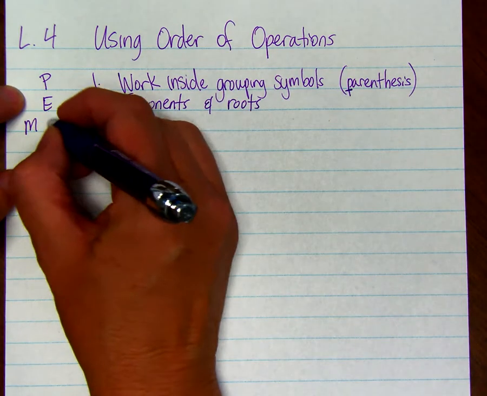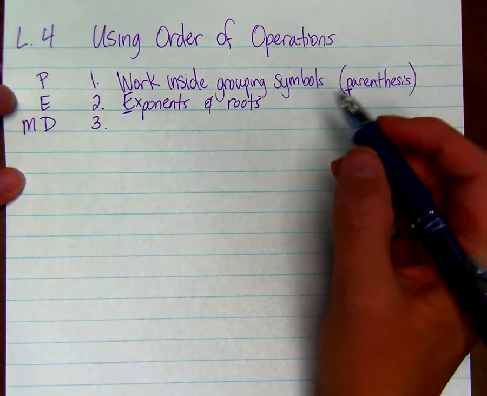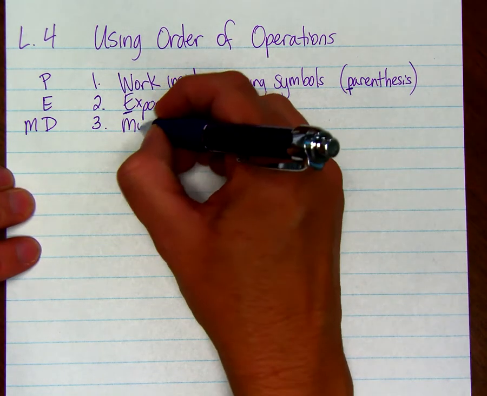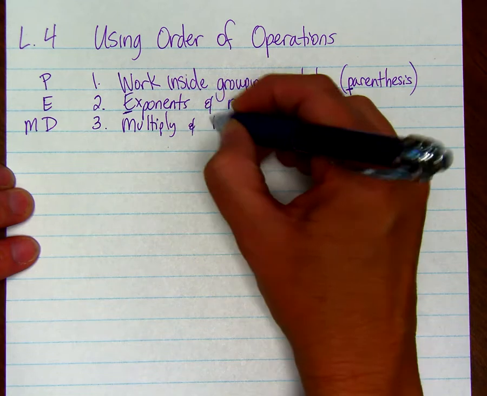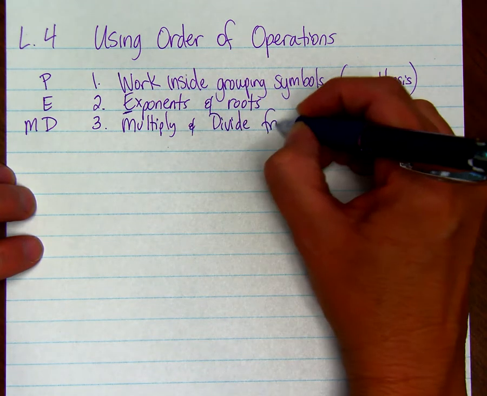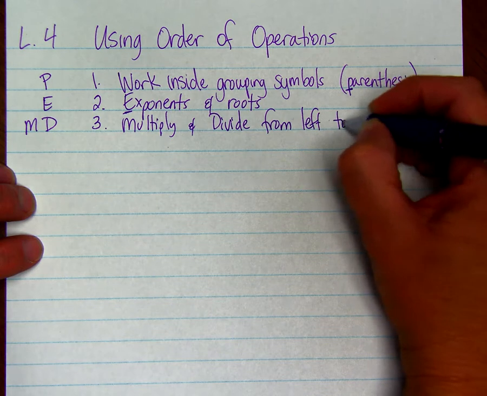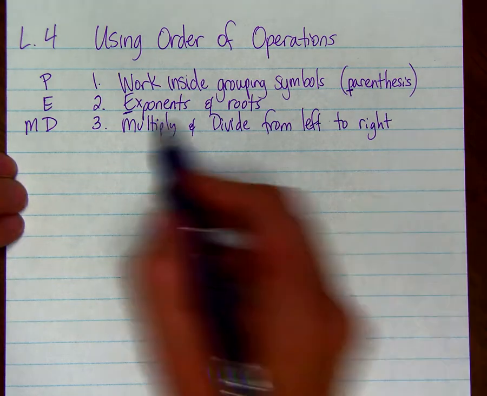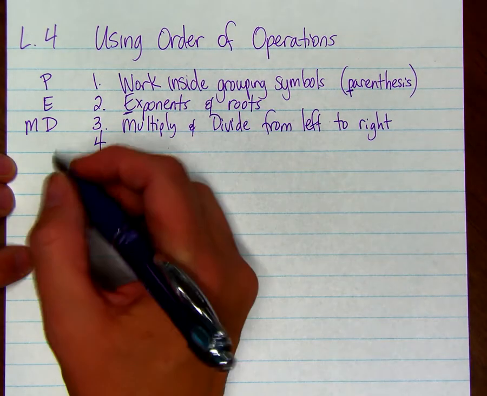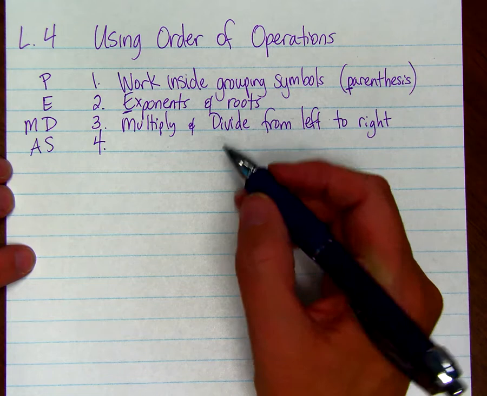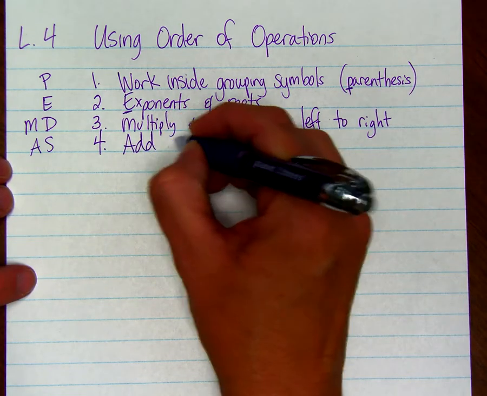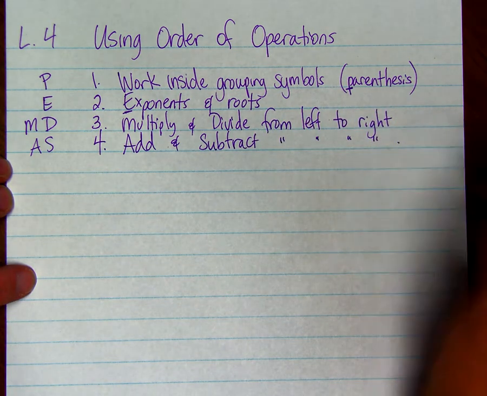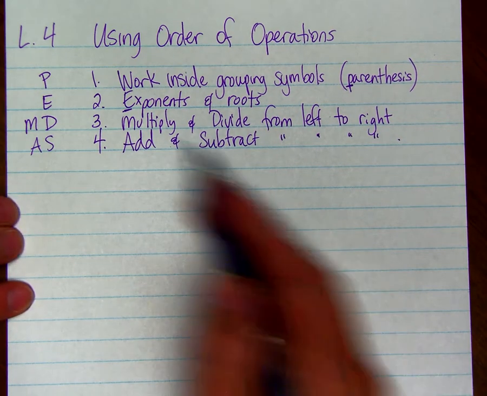We have M and D together. That is multiply and divide from left to right. And that means in your expression you're going to start on the left side and work your way to the right, multiplying and dividing as those operations show up. Then we have the A and the S, and this is add and subtract from left to right.